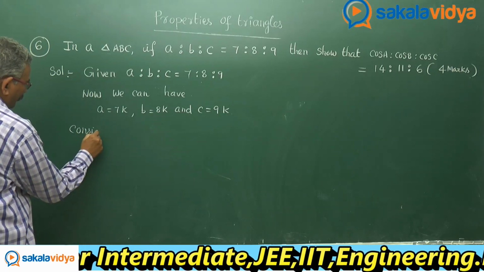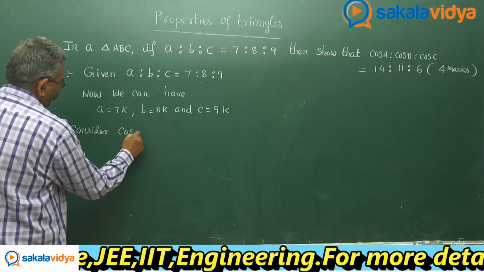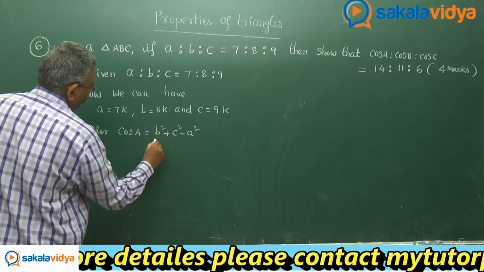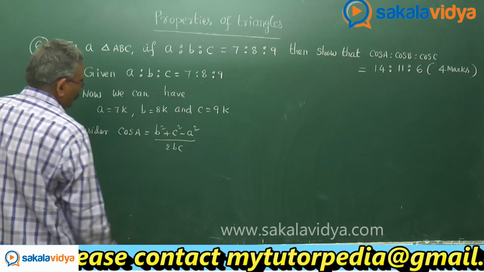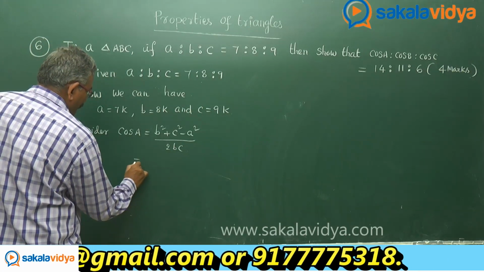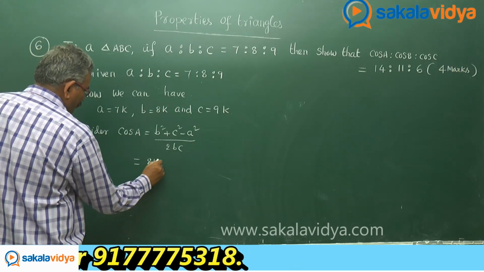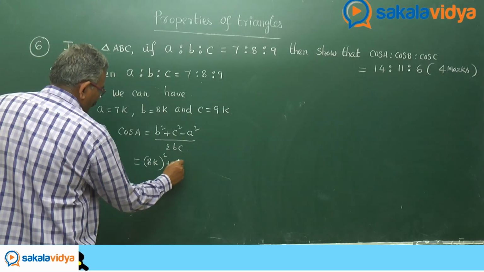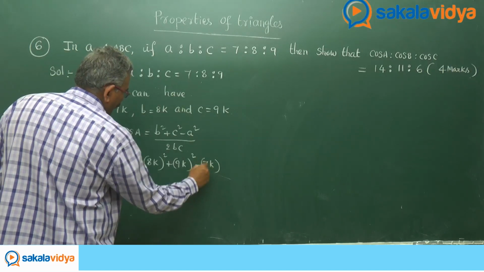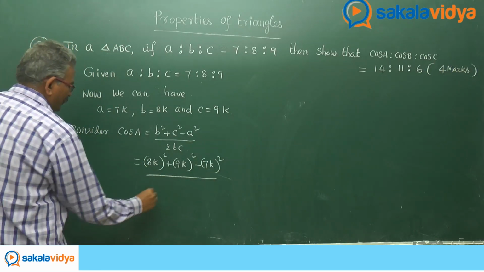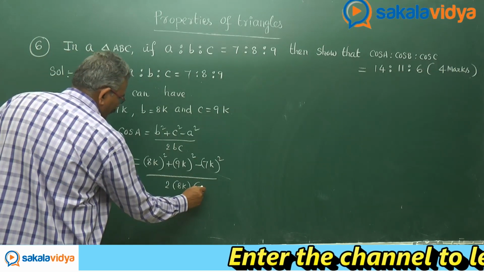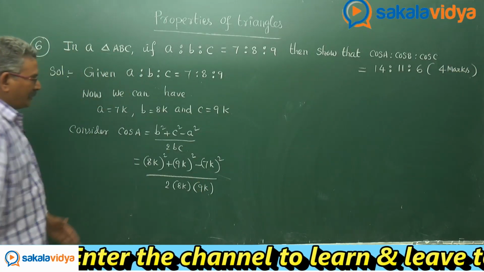Consider cos A. Cos A stands for (b² + c² - a²) / 2bc. So you can recollect the cos A formula. This is equal to b² means (8k)², plus c² means (9k)², minus a² which is (7k)², upon 2bc, 2 times 8k times c which is 9k. Let us simplify, very simple.